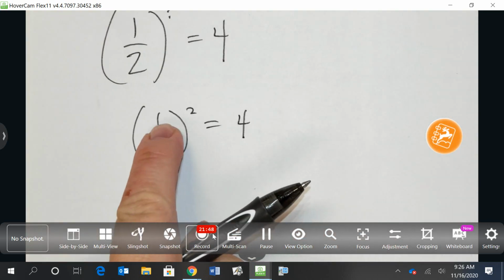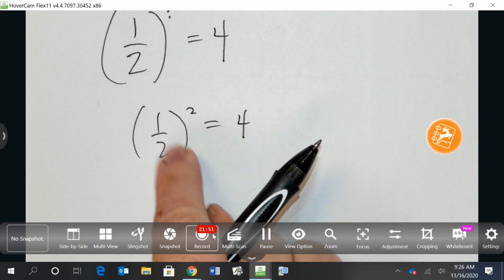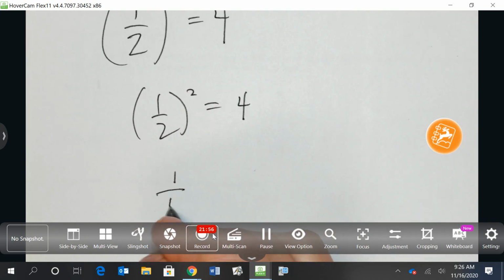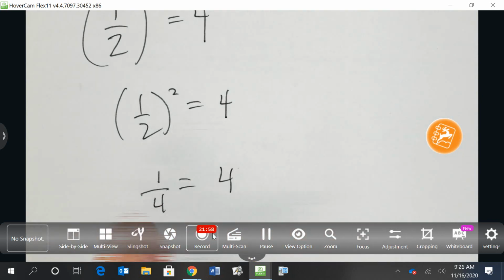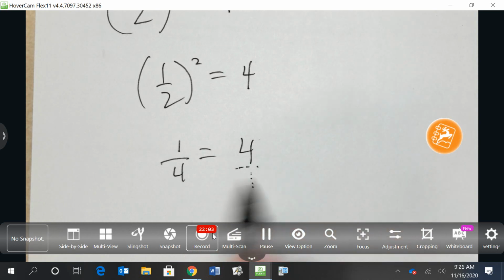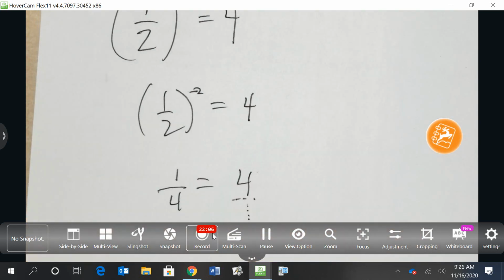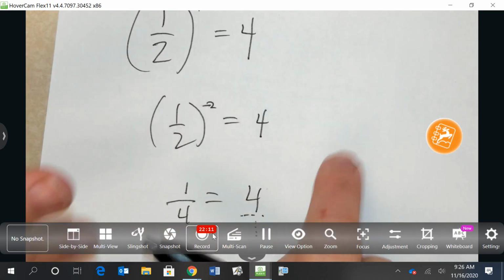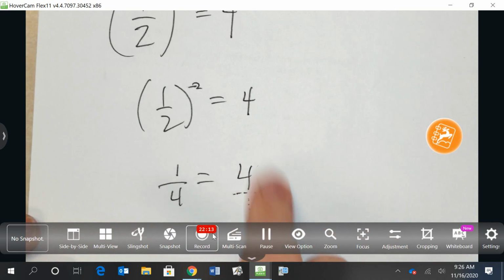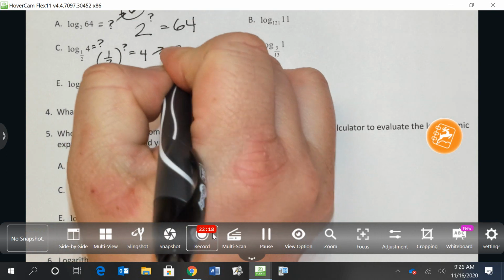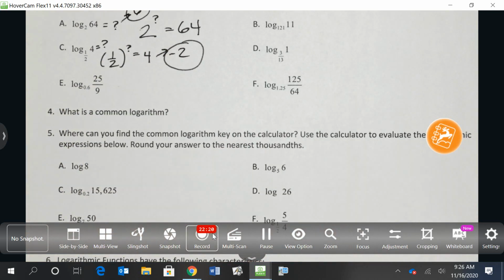But if I square 1, 1 times 1 is 1, and if I square 2, 2 times 2 is 4, but I don't want 1/4. I want it flipped so that 4 is on top and 1 is on the bottom. So in order to do that, I need to have a negative 2. So 1/2 raised to the negative 2, remember that negative exponent means we flip it, becomes 4 over 1. This answer should be negative 2. Now I'm going to show you how using Desmos can easily allow us to get those answers.